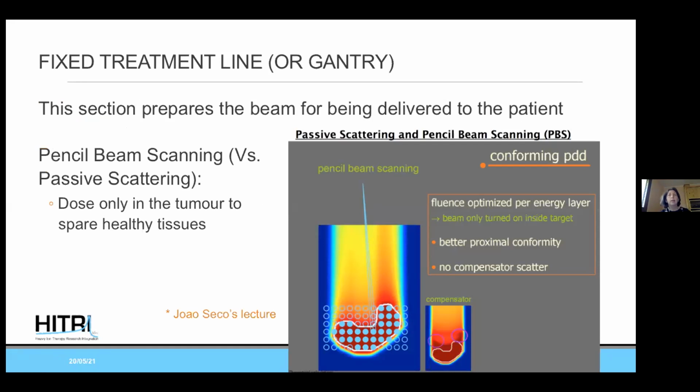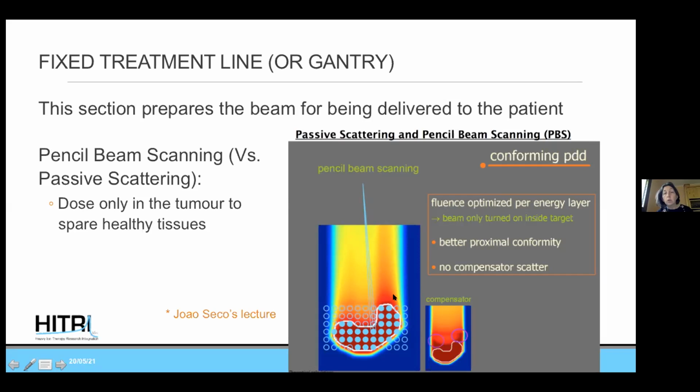Okay, now we reached the treatment room. We reached the part where the beam is really prepared to be delivered to the patient. And here I show you these slides from João Seco on the first days, where you see what is the passive beam scanning versus passive scattering. With this method, you deliver the beam only where the tumor is. Okay, so in this part here, the beam from the synchrotron is switched off, the RF exciter is off, and here it's on again so that she can deliver the beam only when it is needed.